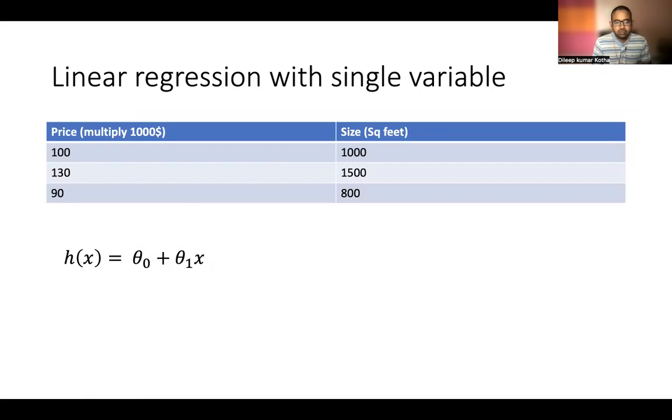So this is an example of linear regression with a single variable where we have seen the size of the house determining the price of the house. So we have represented the hypothesis as θ0 plus θ1x. Since we have a single variable size of the house, our hypothesis representation is like this.